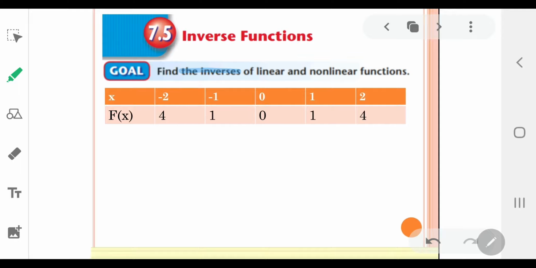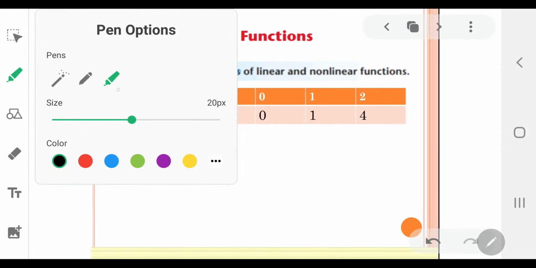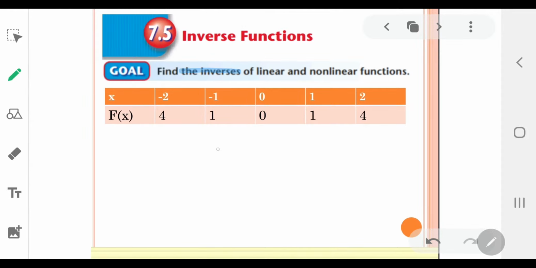In order to answer this one, I need you to get your notebook, your square notebook, your pencil, and try to do this little activity with me. You have a table of values here representing a function f of x. Please try to plot this function. Plot those points and graph the function.